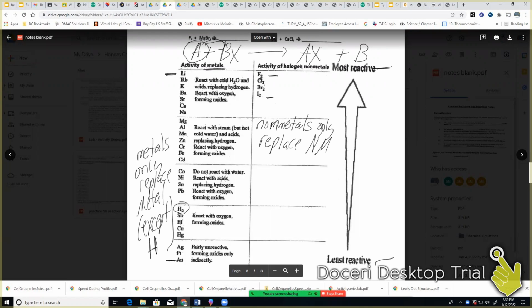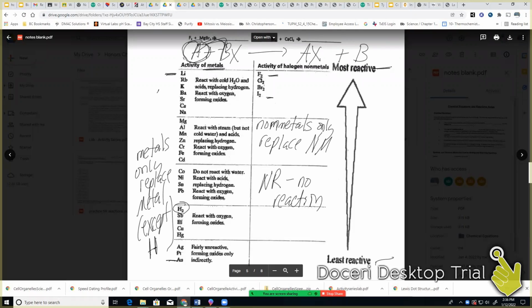So when you do these reactions, you're going to look at your lone element and look at what it's trying to replace. If the lone element is higher up than what it's trying to replace, it'll be a good reaction and you can finish it out. If it's not, then we end up with what's called an NR, which simply stands for no reaction. That just means if I mix those things together, there wouldn't be a reaction. They would just stay as they are.